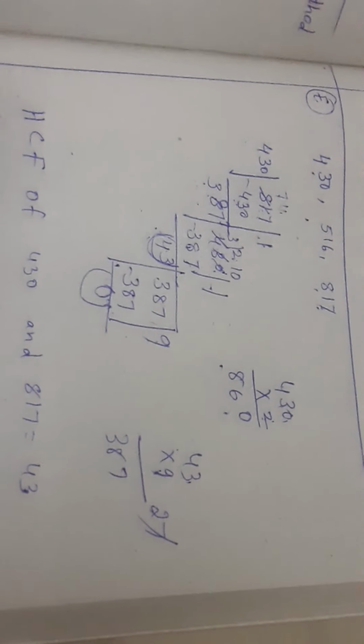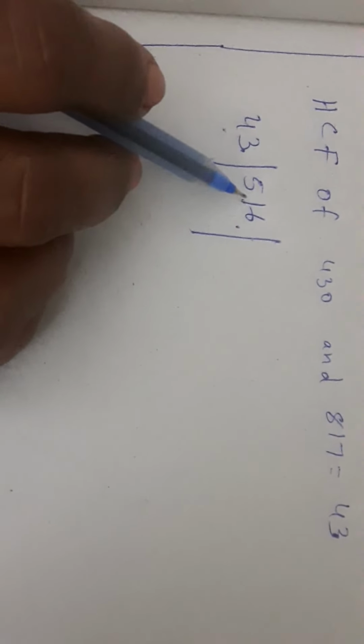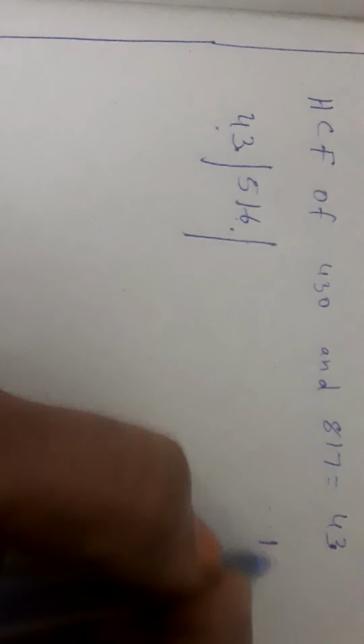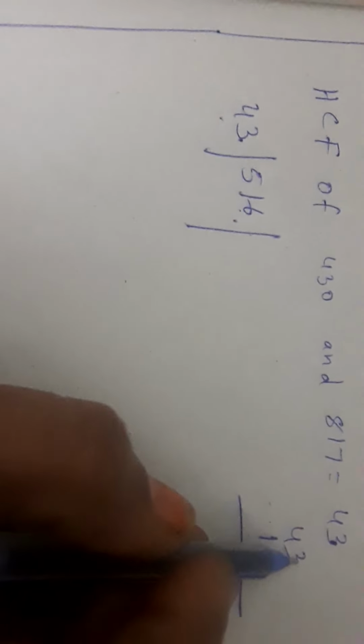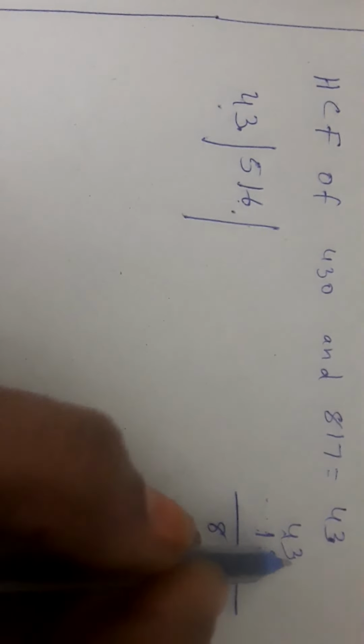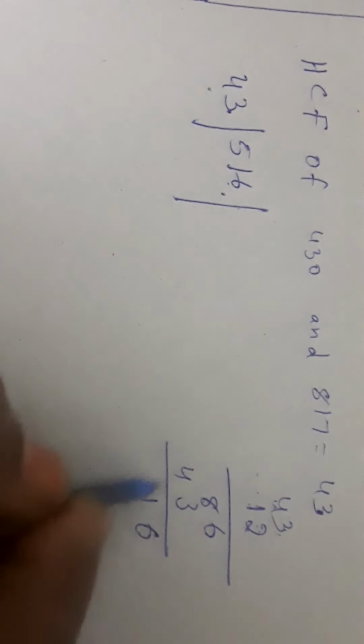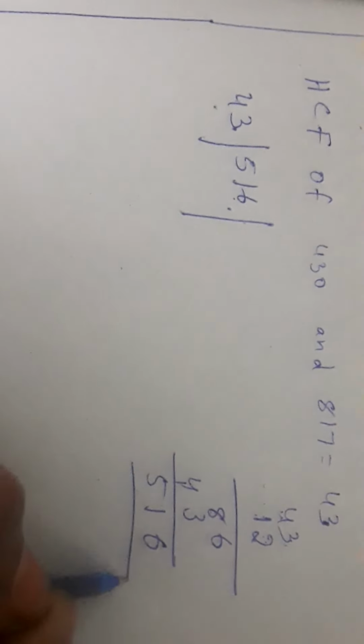Now divide this 516, we have another number. Divide 516 by 43. 12 times we will take. 12 into 43: 2 3s are 6, 2 4s are 8. 1 3 is 3, 1 4 is 4. 6, 3 plus 8 is 11, 1 carry, 1 plus 4 is 5. 516. 12 into 43 is 516. 516 minus 516 is 0. So here the HCF is 43.